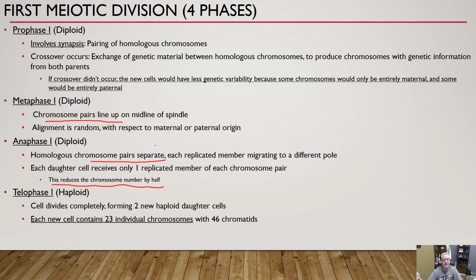And then in telophase, however you want to pronounce it, that's when the cell actually divides from one cell into two. So we're still going to have 23 chromosomes and 46 chromatids. And we'll see a picture of this later on.